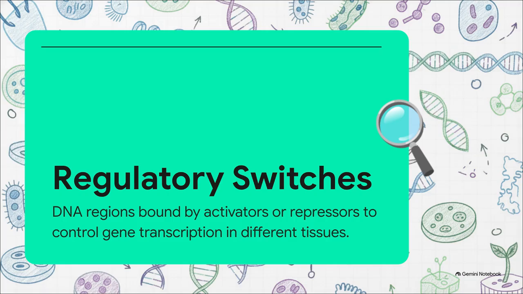Imagine a huge house, and the same electricity is running all through the walls. Regulatory switches are just like the light switches in the different rooms. There are specific regions of DNA that control whether a gene is turned on, meaning it's transcribed, or turned off, in different tissues at different times.